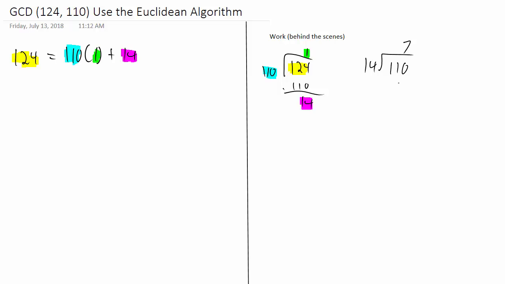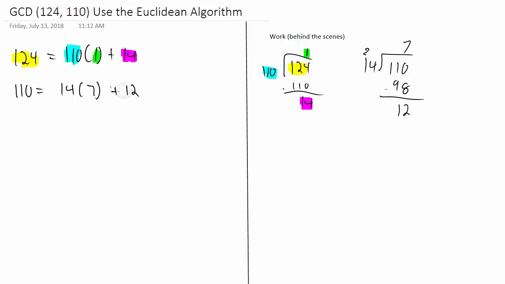7 times 4 is 28. 7 times 1 is 7, and then that's 9. And so this has a remainder of 12. So 110 is 14 times 7 plus 12. Again, 110 is 14 times 7 with a remainder of 12.